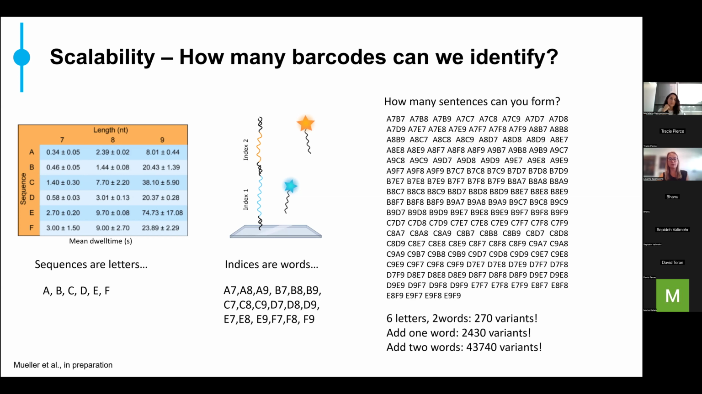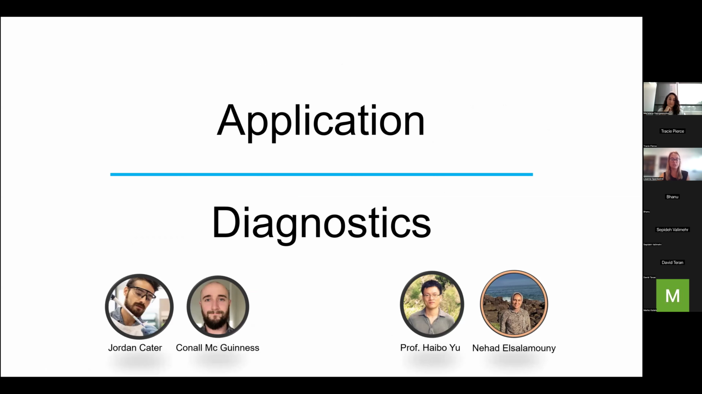What we want to do in the future is marry this work, the evolution, with some other work that we've been doing at the same time, where we've developed a single molecule sensor that can detect proteins, essentially. This is work that's been done mostly by Jordan and Connell in the lab, in collaboration with Professor Haibo Yu here at UW and Nihad. They are the computational team.